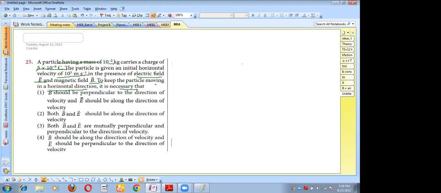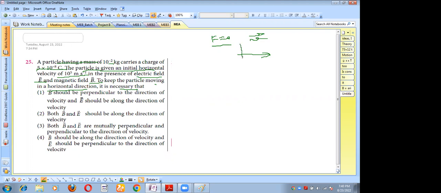So let us see. Initially, the particle is given an initial horizontal velocity, suppose this velocity is V. To keep the particle moving in a horizontal direction, it means we have to arrange the electric field and magnetic field such that the total force on it should be zero, right? So that it can keep moving. The force should be zero such that its velocity will not be affected and it will keep moving.